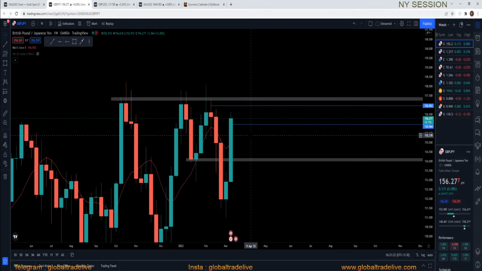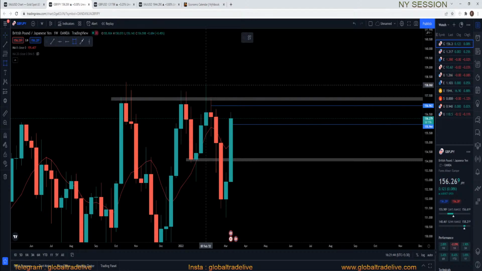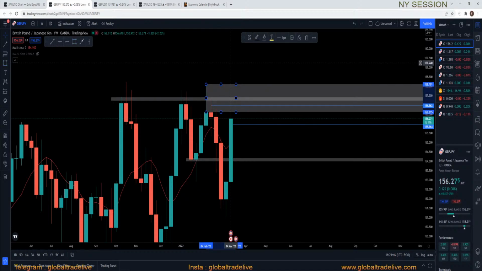And now by looking at the current market structure, I can say that the weekly candle will be tapping the 157.300 area very soon. That's around 100 pips of range. And I'm sure about that, it's going to happen. And the one thing also, just hold on everybody.